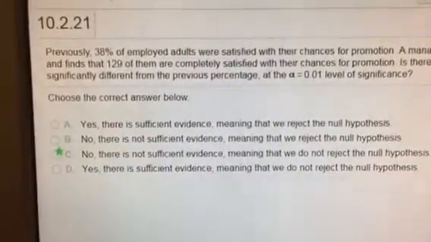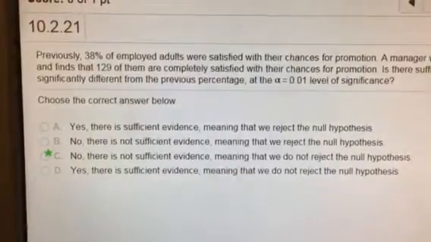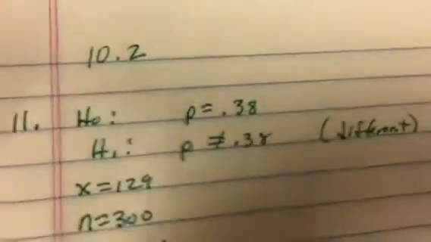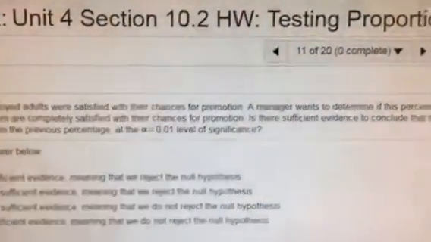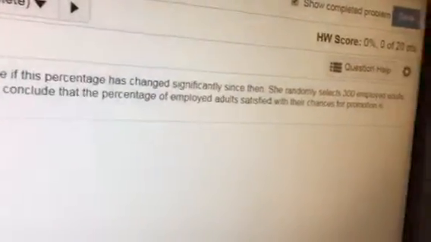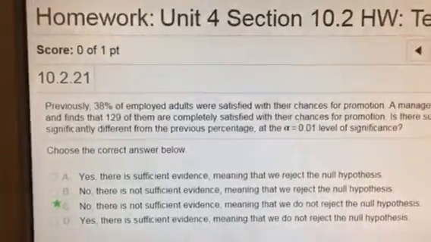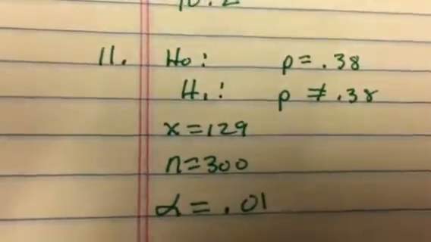This says previously 38% of employed adults were satisfied with their chances for promotion. So when I read that, I'm going to write on my paper that P equals 0.38. And then it says a manager wants to determine if the percentage has changed significantly since then. She randomly selects 300 employees, adults, and finds that 129 of them are completely satisfied with their chance for promotion. So on my paper I'm going to write X equals 129, N equals 300.